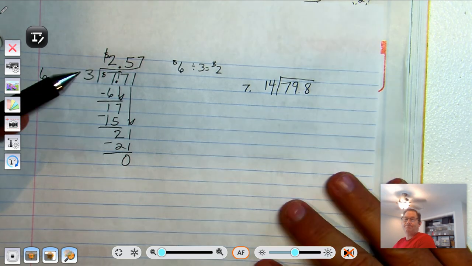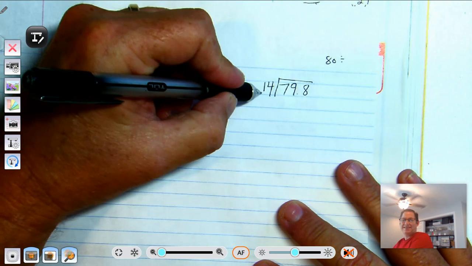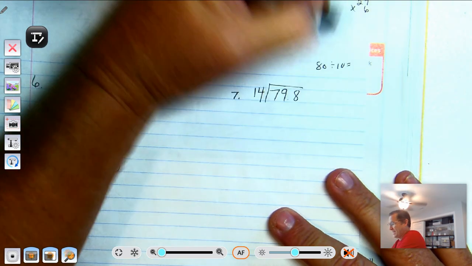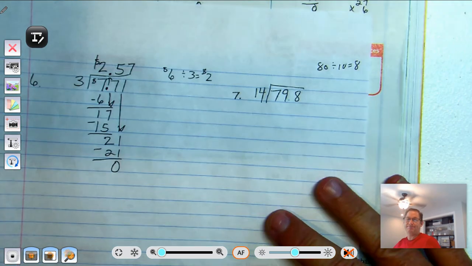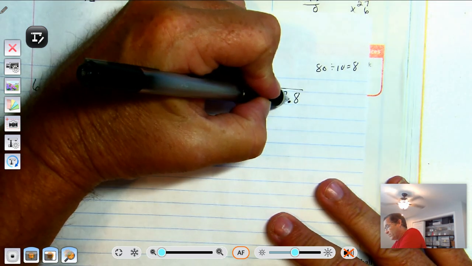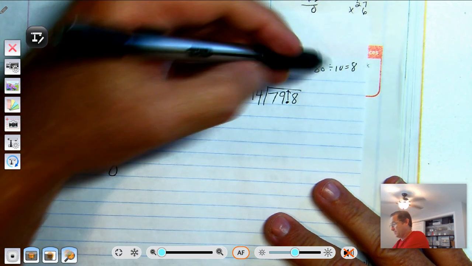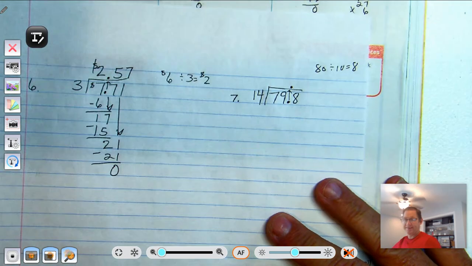Okay, well, 79, that's close to 80. And 14, that's close to 10. So what's 80 divided by 10? It's about 8. So if I take the decimal point and bring it straight up, because we're dividing a decimal by a whole number, the decimal point will be in the tenths still.